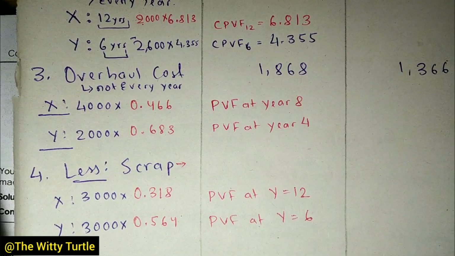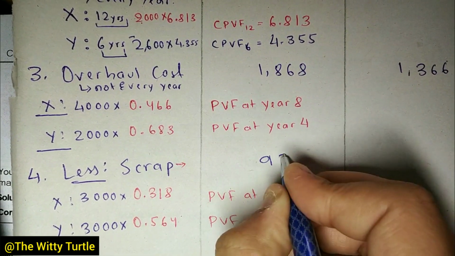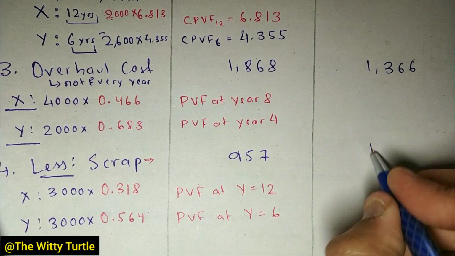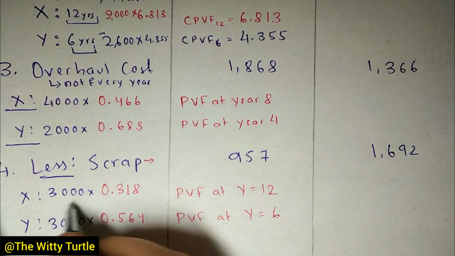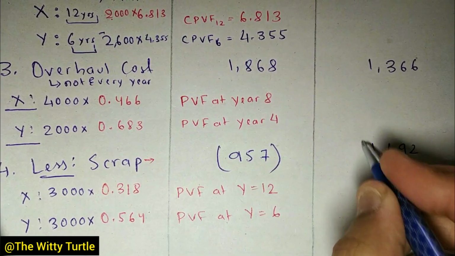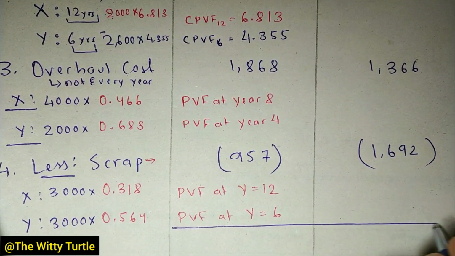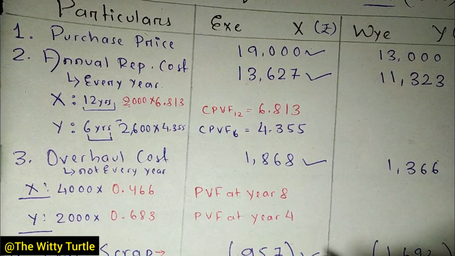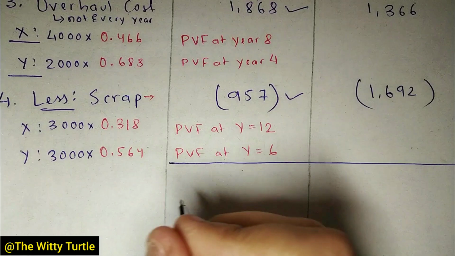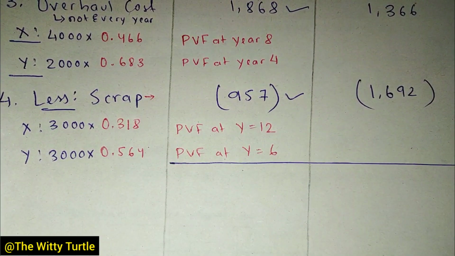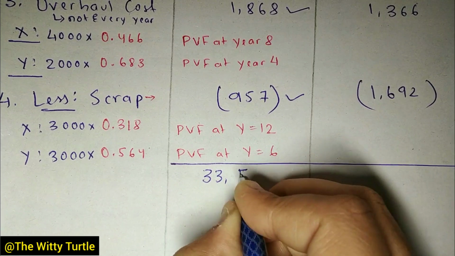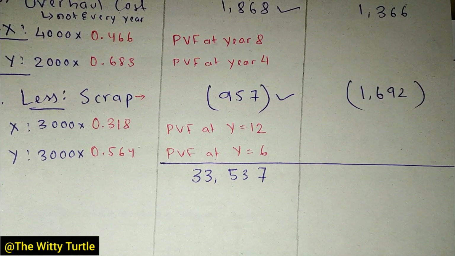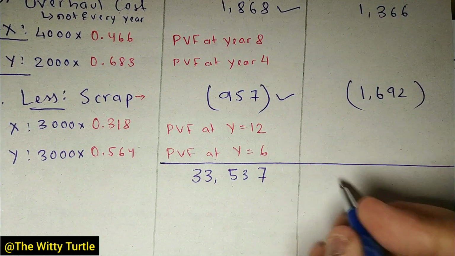Now, if you calculate this, then the amount will be 957, and here it will be 1692. If you multiply this, so this will be reduced, right? So you have to add this plus this plus this minus this. So when you will add them, so what is the amount you will get? 33,537. And here, after reducing this scrap amount, what is the value you will get? 23,997.